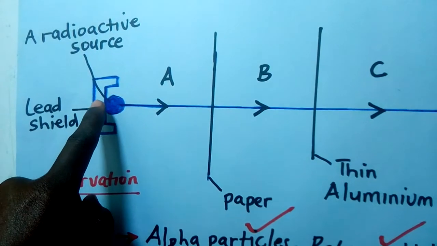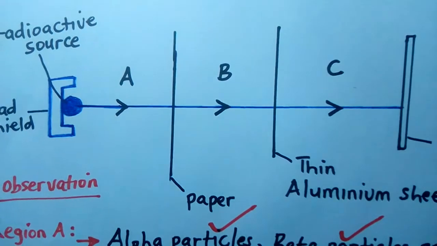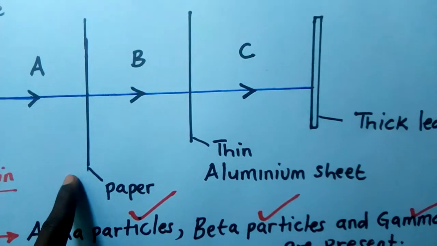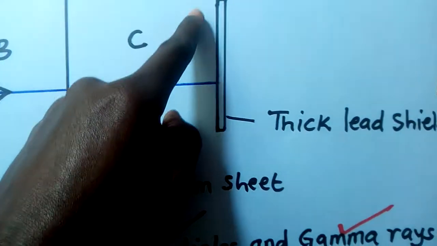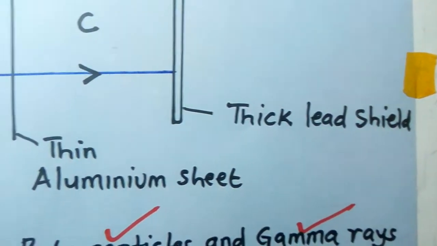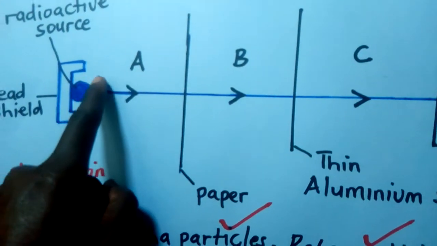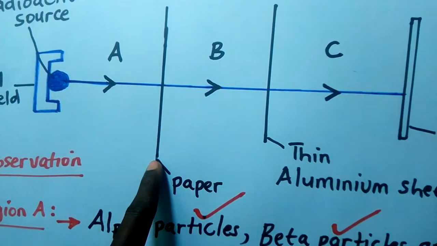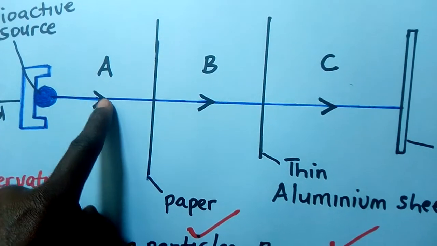So we now direct these three radiations. First of all, we put here a paper. Then the next thing, we put a thin sheet of aluminum. And lastly, we put a thick lead block or lead shield. We want to know which one will penetrate all of them. Now you realize that at this point in region A, they have not yet reached the paper, so they are all present. Alpha particles, beta particles, and gamma rays.